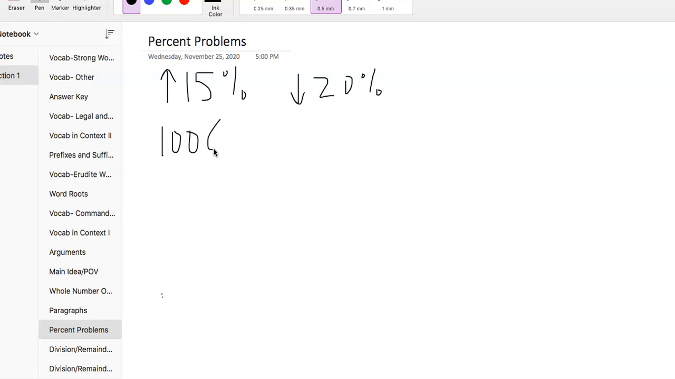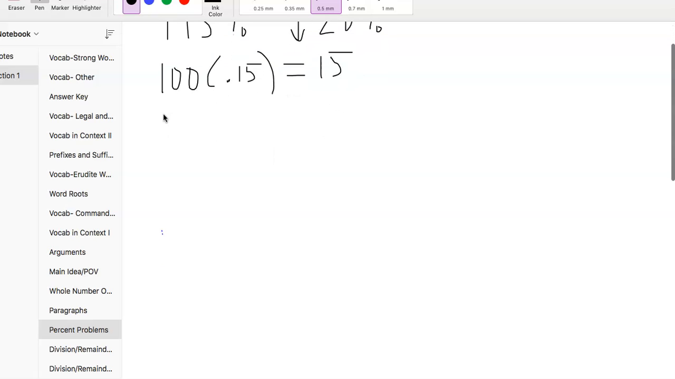So we have 100 times 0.15. That's what it went up that first month. That is 15. Then we have our original 100 plus this 15 equals 115. So at the end of the first month, we have 115.